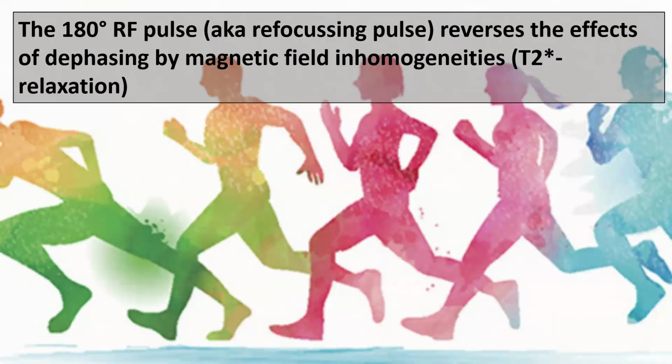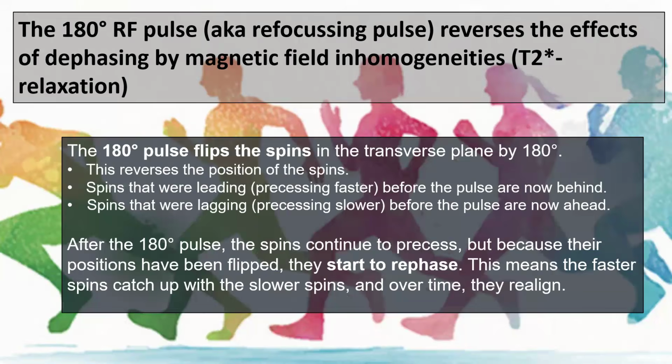They were dephasing, they were losing their phase coherence, but after the application of a 180 degrees radio frequency pulse, they will regain their phases again. They will become coherent again. So this is just a lot of text, but I think I've said everything that's on here. So we flip the spins in the transverse plane by 180 degrees, and spins that were precessing faster are now behind, spins that were lagging are now ahead, but they are able to catch up with one another, and eventually we will get rephasing and a new strong signal.